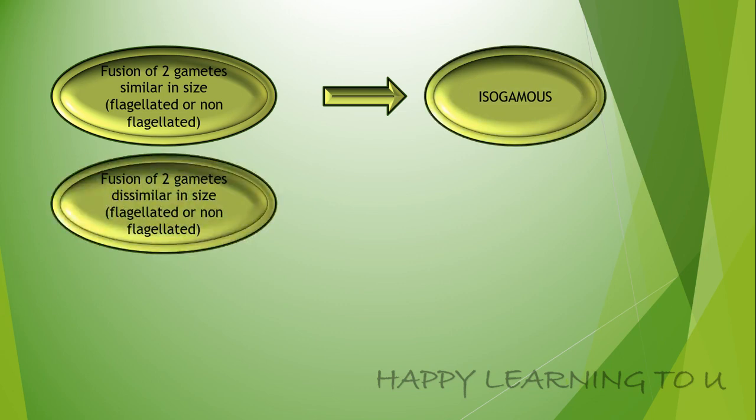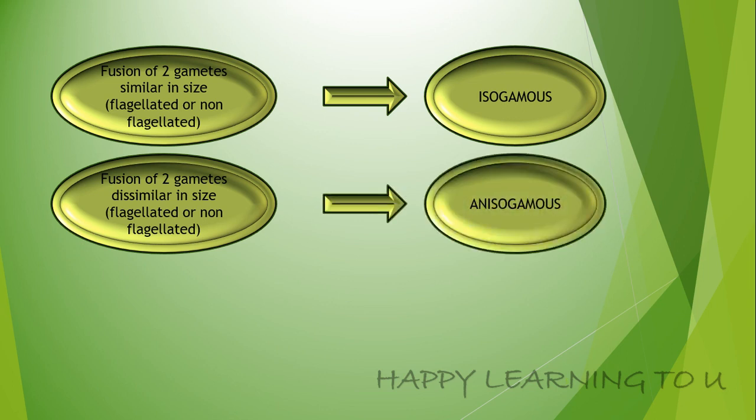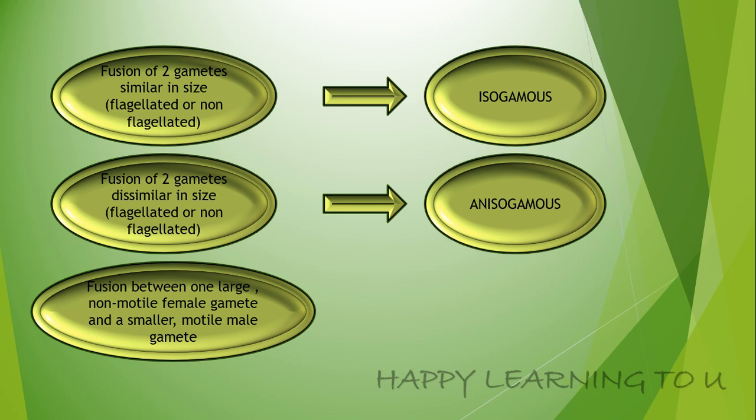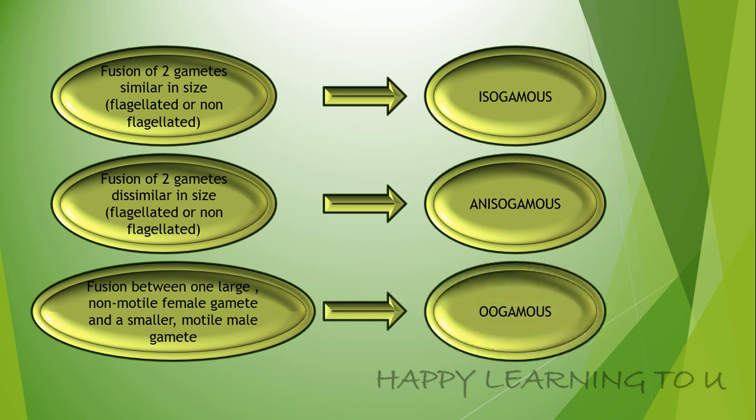Fusion of two gametes which are dissimilar in size, again flagellated or non-flagellated, is known as anisogamous. And the fusion between one large non-motile female gamete and a small motile male gamete is known as oogamous.